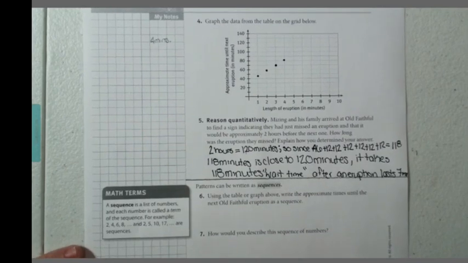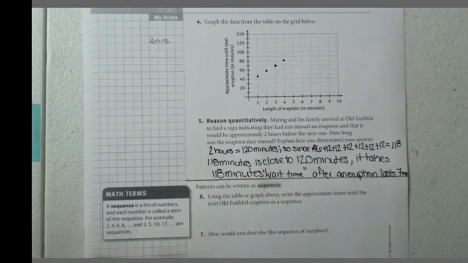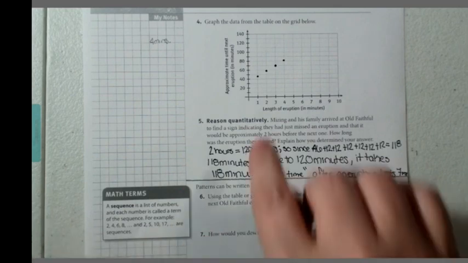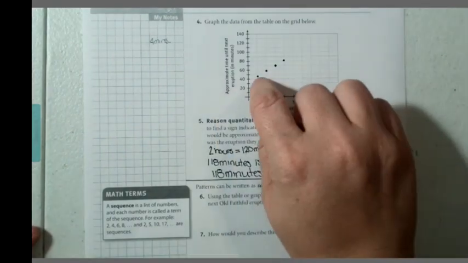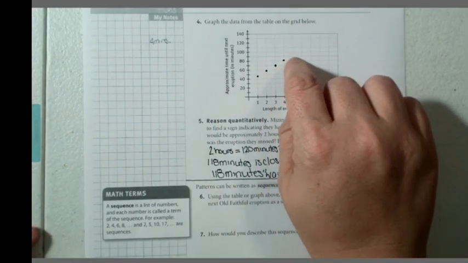But I want to highlight, and I want to go back to question number 4. I want you to notice that if you look at my question number 4, I only highlighted just the points. I did not connect them with a line. I just plotted the points.